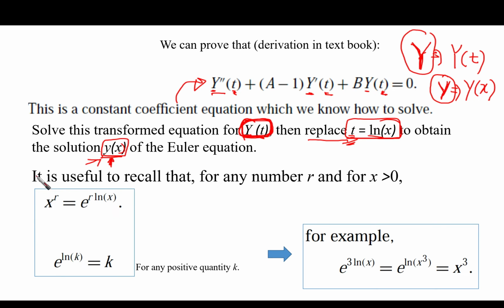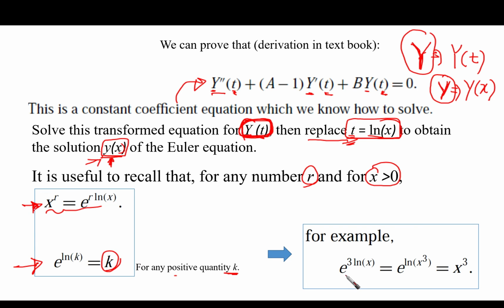There are some hints here that we need to recall so that it will be easy for us to solve such equations. It is useful to recall that for any number r, and for x larger than 0, x raised to r equals e raised to r ln x. This is common sense, right? But we are going to encounter this many times in our problems, so be sure that you are really familiar with it. Another thing: whenever we say e to the ln k, this means that it is k, for any positive quantity k. This is also common sense, but we are going to use it extensively in our problems.